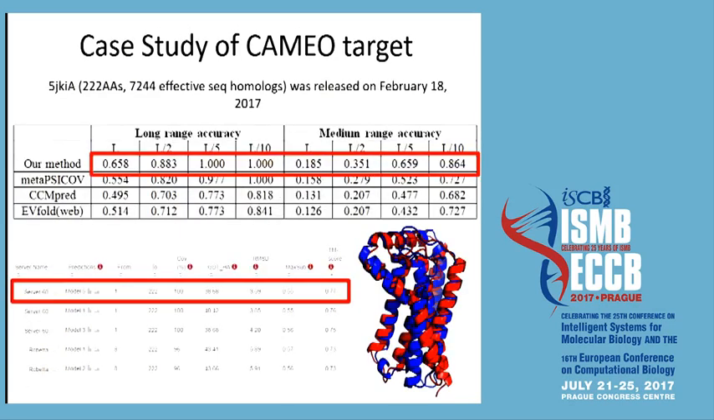And here is another example. It has many more sequence homologs, about 7,000. From here you can see that in terms of contact prediction accuracy, we still do better than the other methods. And in terms of 3D model accuracy, we are slightly better than the other server, although not much better. So for a protein with so many sequence homologs, we can still do better.